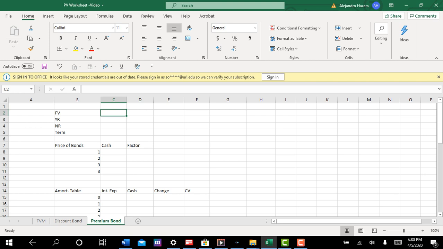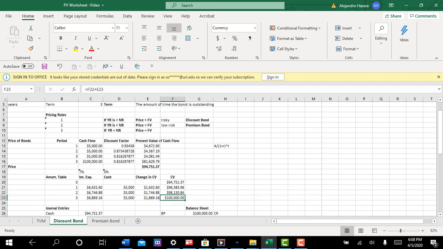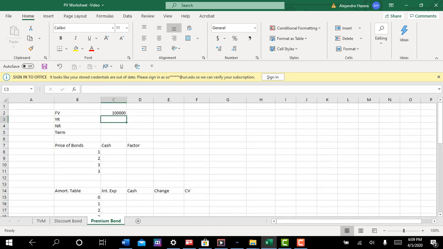Let's assume here that the face value of your bond, the amount you're going to pay back at the end of the bond term, is $100,000. Now, for a premium bond, remember the rules I gave you, that if the yield rate is less than the nominal rate, that means you have little risk. And that means the market is actually going to reward you for being a good risk. So they're going to give you more. It's kind of like a credit card in a sense. Think of it that way. If you're a good risk, they'll try to give you some sort of discount on purchases and that sort of thing.